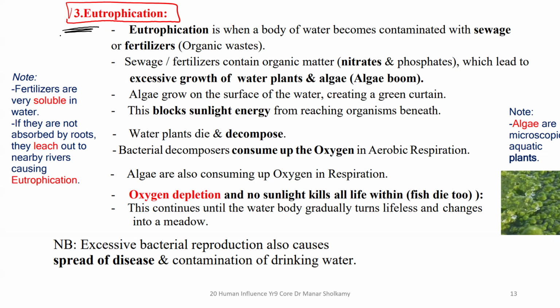Now, when you are asked about eutrophication, you need to write certain points in a certain order with the keywords. Let's read it together. So here in eutrophication, first you will mention that you have overuse of fertilizers or sewage, which contain nitrates.